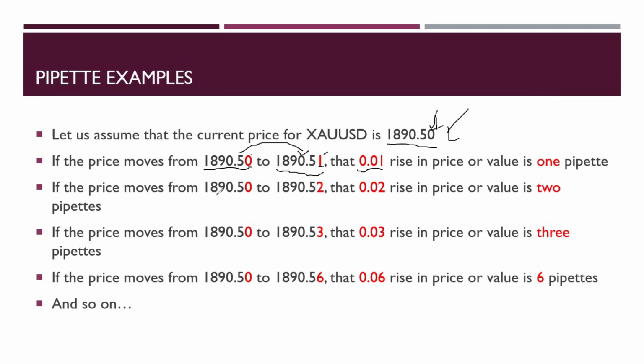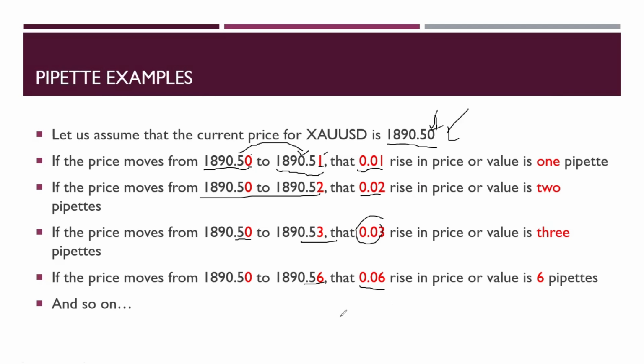Now if the price moves from 1890.50 to 1890.52, what's the change? From 0.50 to 0.52, you see the difference is 0.02. So that 0.02 rise in price is 2 pipettes. Hope you are getting it. Are you getting it? Yeah. So the third example, if the price moves from 1890.50, which is the market price, to 1890.53, that 0.03 rise will be what? 3 pipettes. Then if the price moves from 1890.50 to 1890.56, what's the change? 0.06, which is how many pipettes? 6 pipettes, and so on.